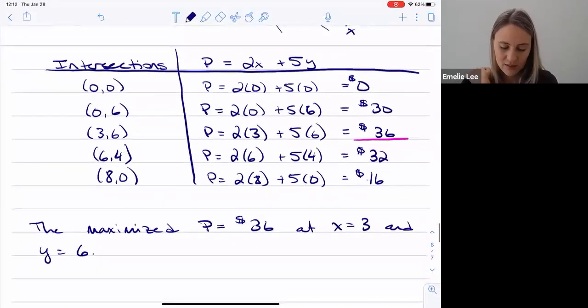So that's how we will do linear programming this term, kind of taking some shortcuts using Desmos. But the important thing is being able to map those restrictions, find those intersections in Desmos, and then using them to maximize your profit function. Good.